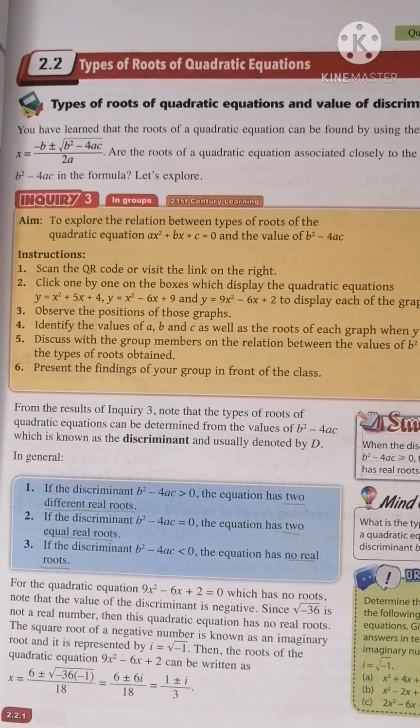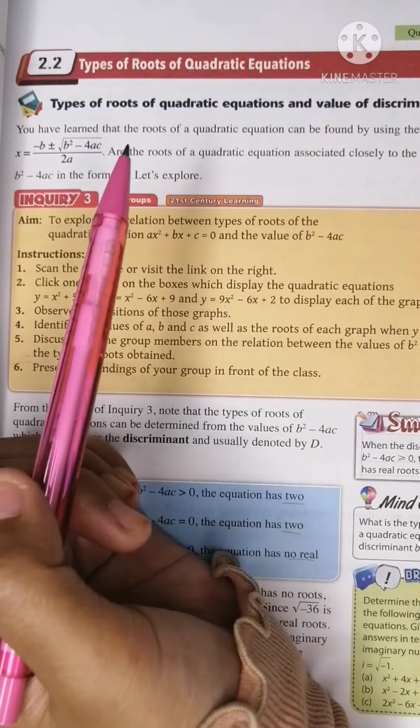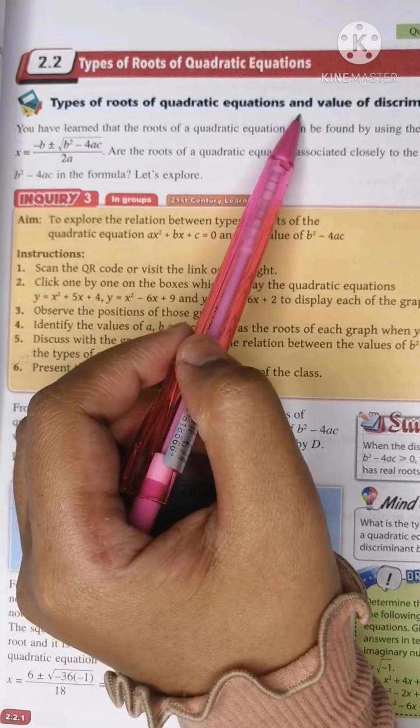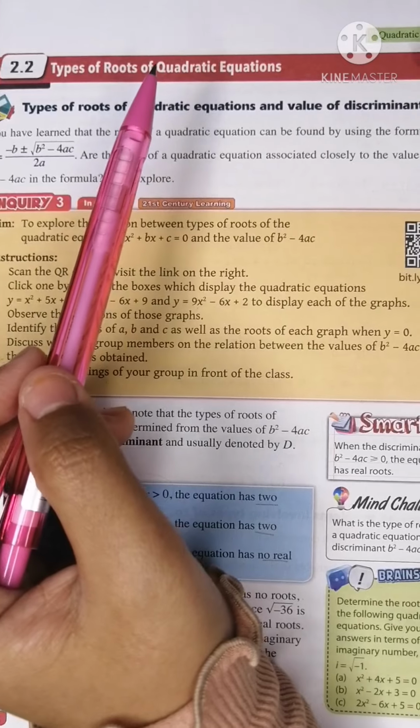So for today's video, I will continue chapter 2, which is quadratic functions. Today I will teach you subtopic 2.2, which is types of roots of quadratic equations. For this subtopic, the first lesson that you need to know is the types of roots of a quadratic equation, and also what is the value of the discriminant?